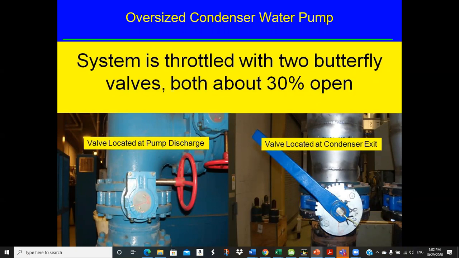This is the oversized condenser water pump. This was up in Pennsylvania.